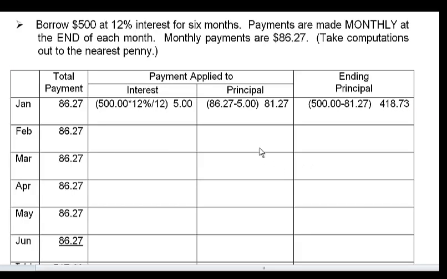For my second month, my payment is still $86.27. How much goes to interest? Well, it's going to be the $418.73 times 12% divided by 12.